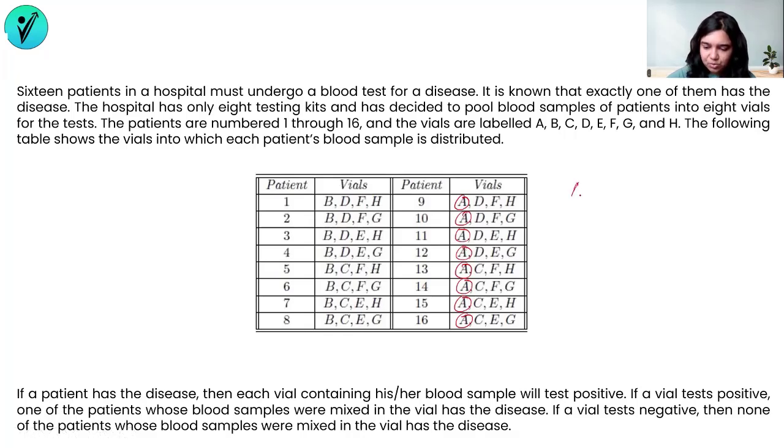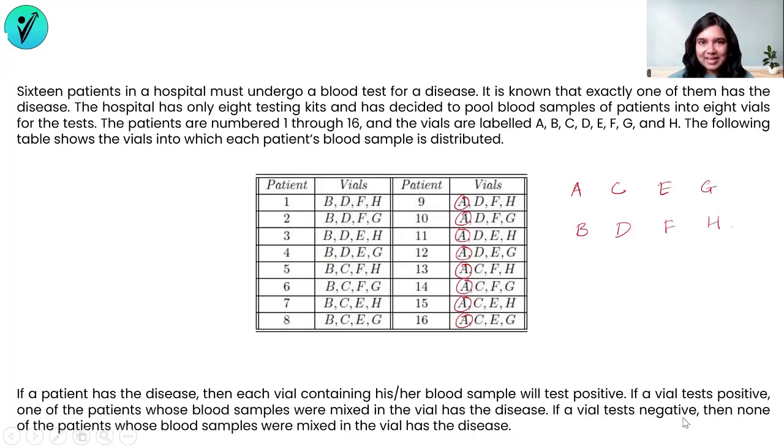So if your blood sample goes to A, your blood sample cannot go to B. If your blood sample goes to C, your blood sample cannot go to D, and vice versa. If it goes to E, it cannot go to F, and if it goes to G, it cannot go to H. That's the basic idea behind the set. So it's either-or of these 8 vials. Let's go to the next statement.